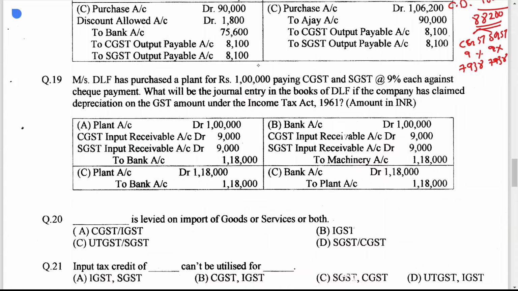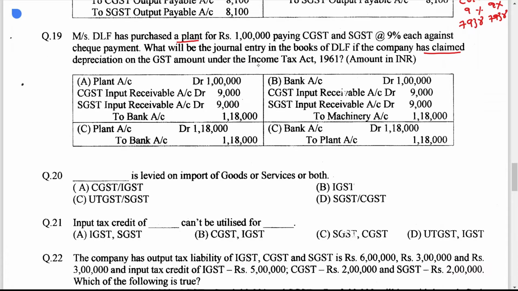Now Messrs DLF has purchased a plant for rupees 1 lakh, paying CGST and SGST at 9% each against cheque payment. What will be the journal entry in the books of DLF if the company has claimed depreciation on the GST amount under the Income Tax Act 1961? So what is the difference in this entry? Here the company is claiming the depreciation, and if the company is claiming depreciation on the plant purchase, that means what? Now credit is not available.